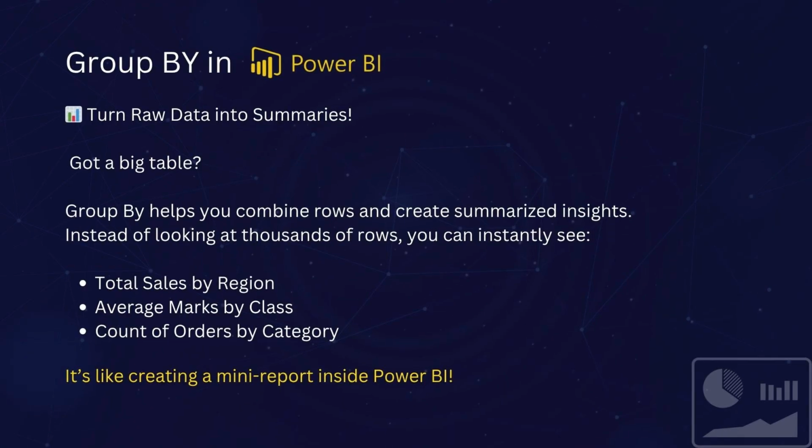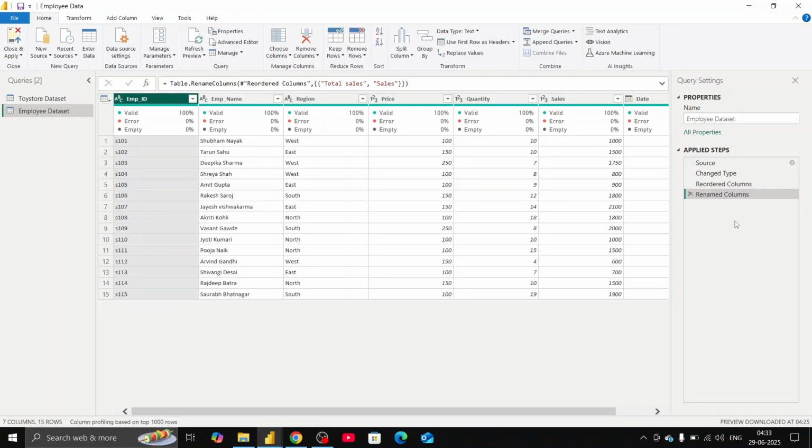The Group By feature allows you to aggregate and summarize data based on specific columns. This can be done using either Power Query or DAX. Let's see it using Power Query.